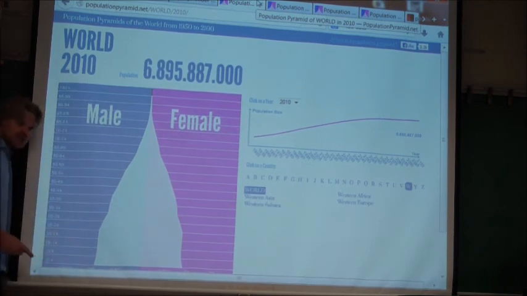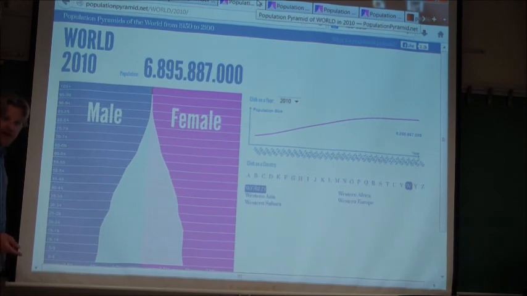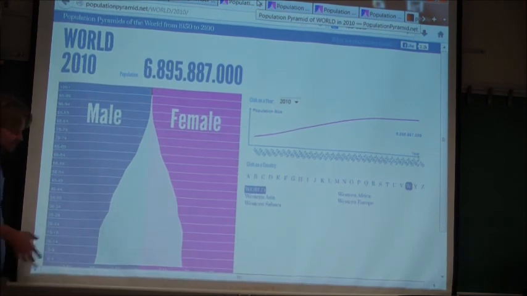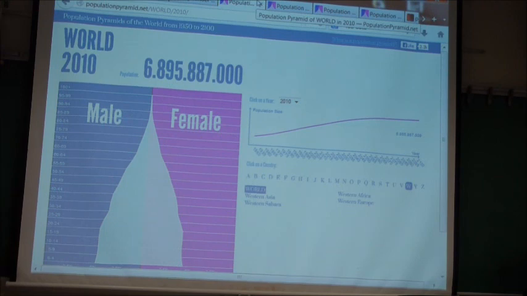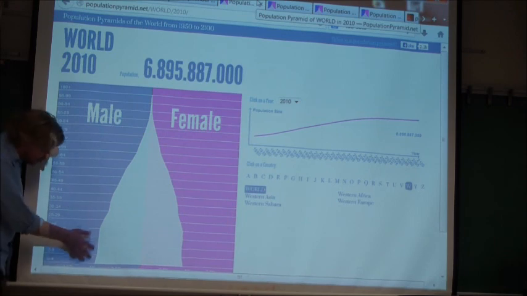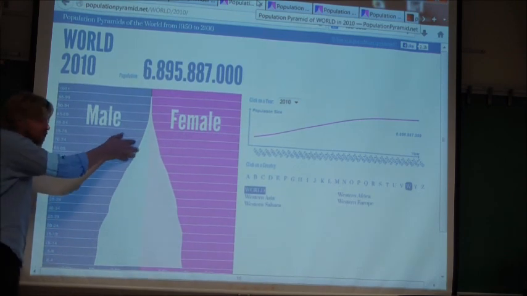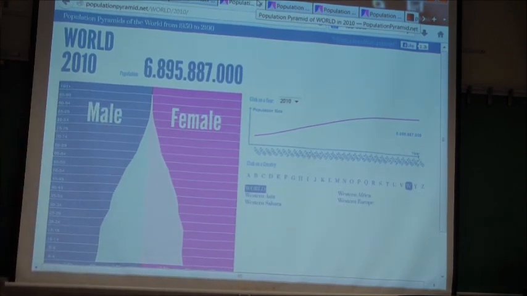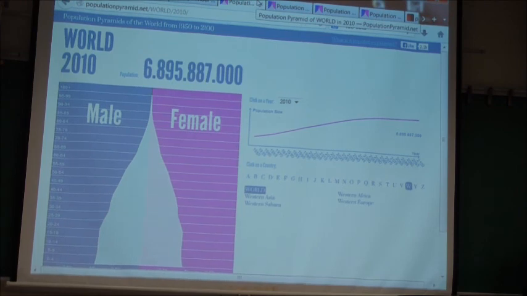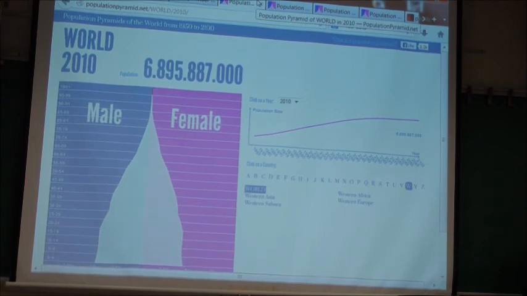And so the average earthling is fairly young. When it looks like a Hershey kiss, when it looks like a triangle, it's very much indicative of a young population. That makes sense. Look at all the young people we have, and fewer old people. Now that's the world snapshot. The average world citizen is young.